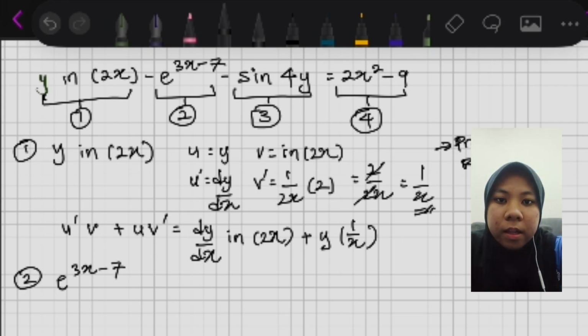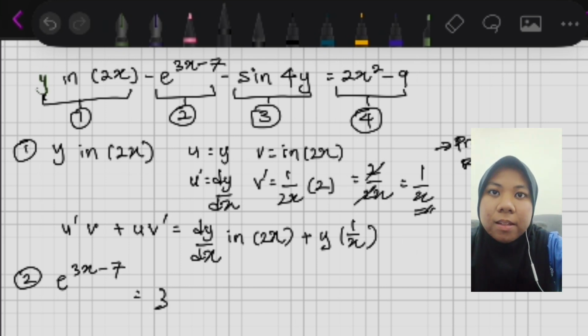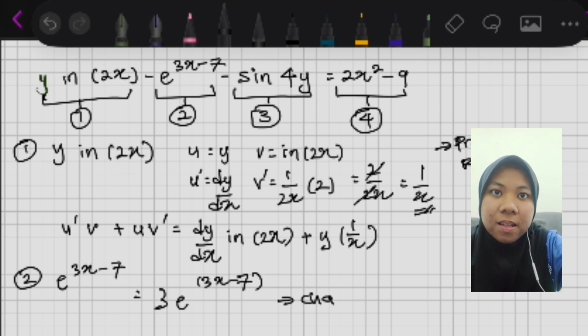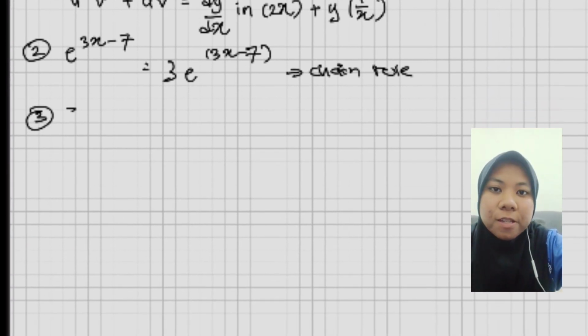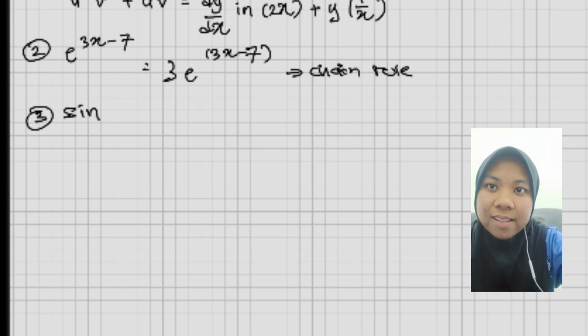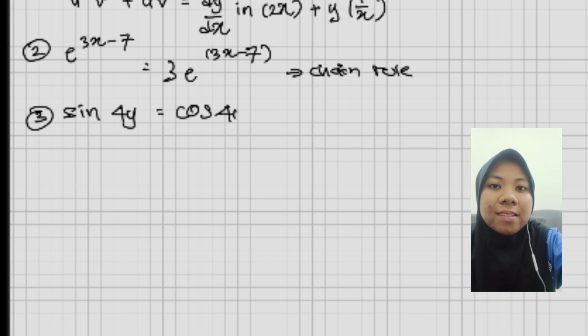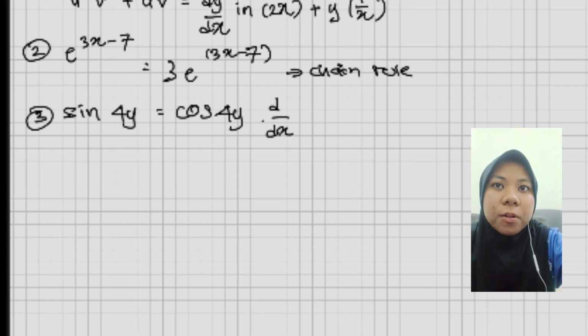And then we will put in u prime times v plus u times v prime, and then we will get dy/dx ln 2x plus y over x. Okay, that is for part 1. And then we will settle part 2, which is e to the power of 3x minus 7. For this question, we will use the chain rule, and we get the answer 3 times e to the power of 3x minus 7. And then for part 3, which is sin 4y.